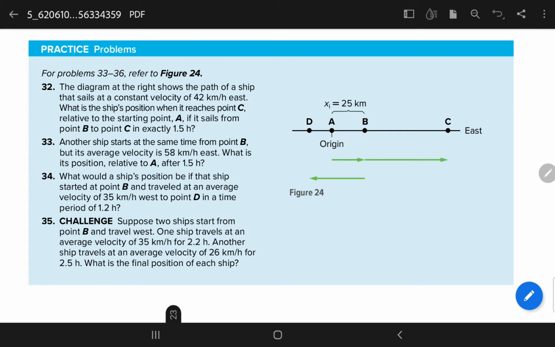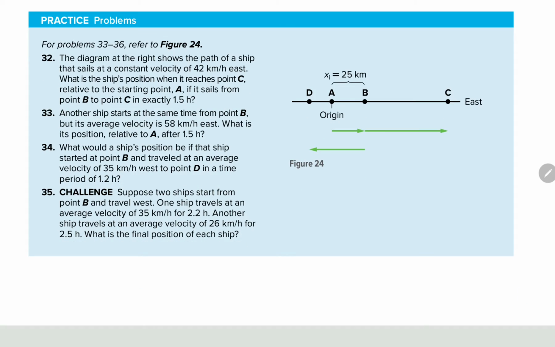Now we have practice problems in the same page. So we have the first question, which is 32. The diagram at the right shows the path of a ship that sails at a constant velocity of 42 kilometers per hour east. What is the ship's position when it reaches point C relative to the starting point A, if it sails from point B to point C in exactly 1.5 hours?